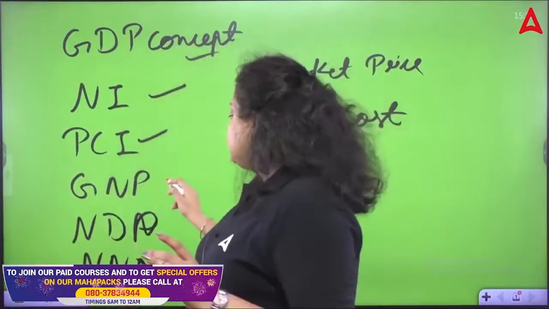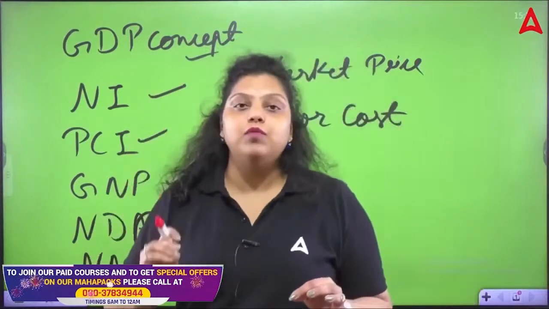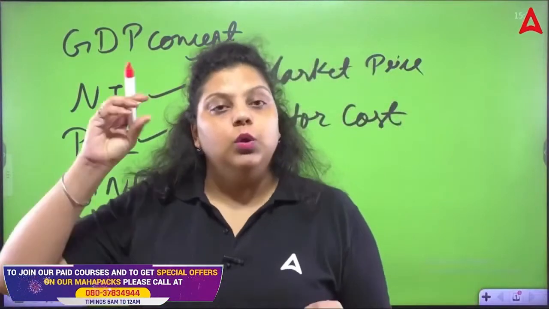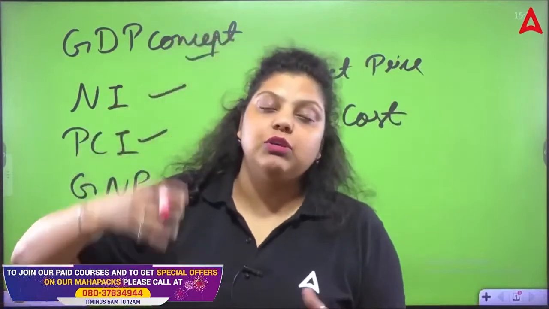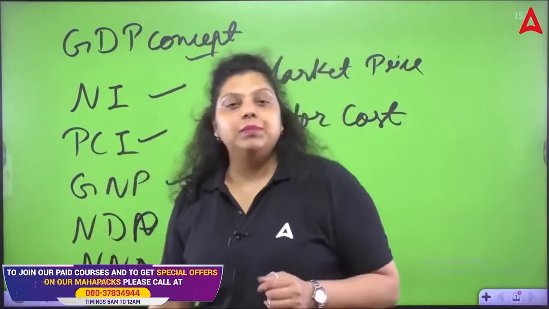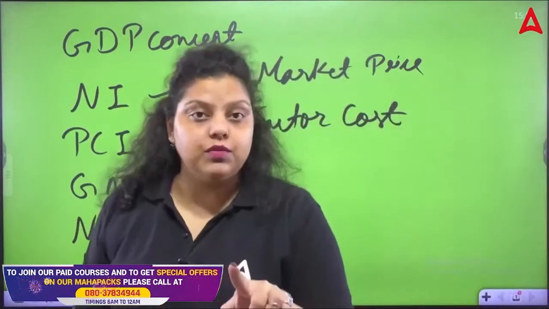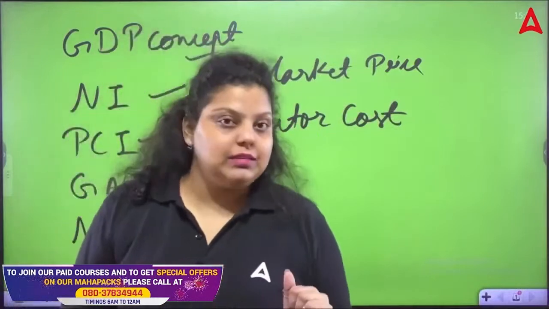Okay. Next, what is NDP? NDP is the money value of all final goods and services produced within the geographical boundary of a country minus depreciation. And similarly, NNP means the money value of all final goods and services produced by the citizens of a country in a financial year minus depreciation.